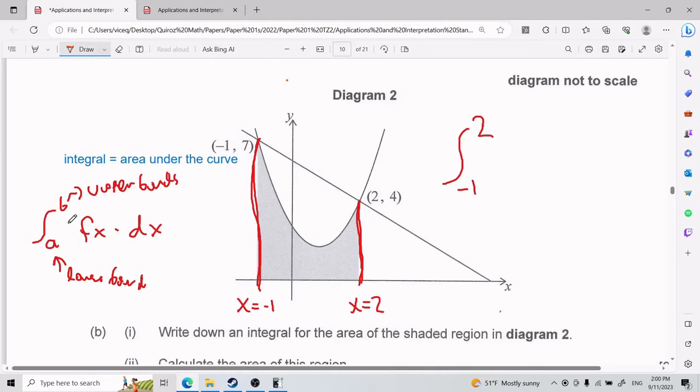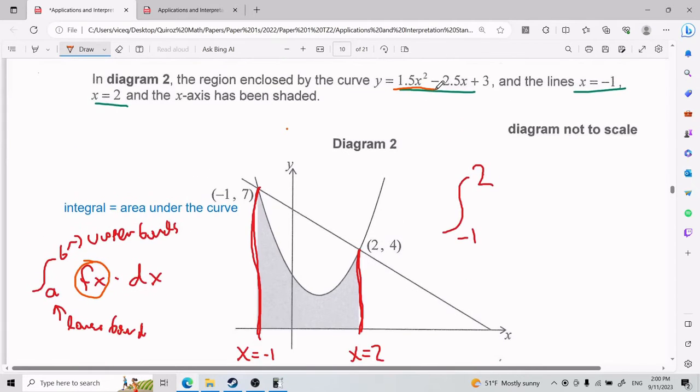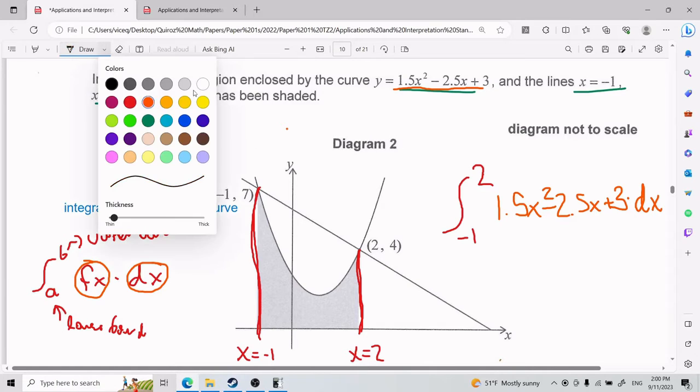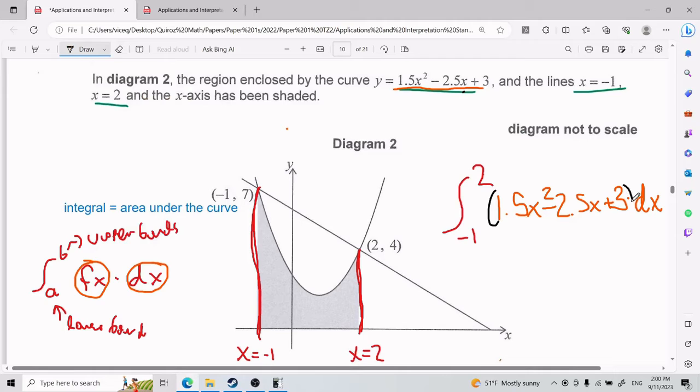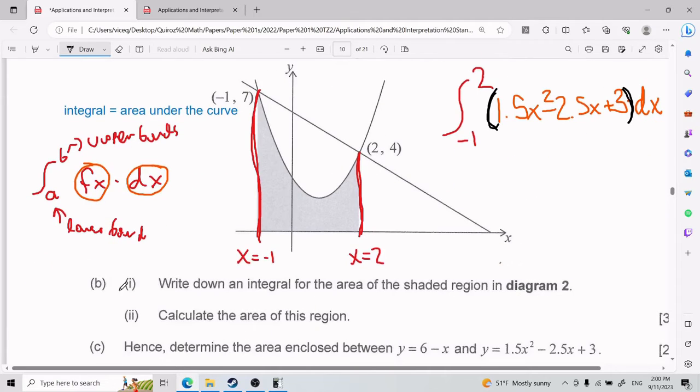What is my f of x? What is the function specifically that I'm doing the integral of? This guy here: 1.5 x squared minus 2.5 x plus 3. And then I need to put dx because I am doing the integral specifically for the variable x. So times dx. If you want to get really fancy, I would suggest you put parentheses here, just to keep it really clear that the dx is right outside. And that would be for part B I.